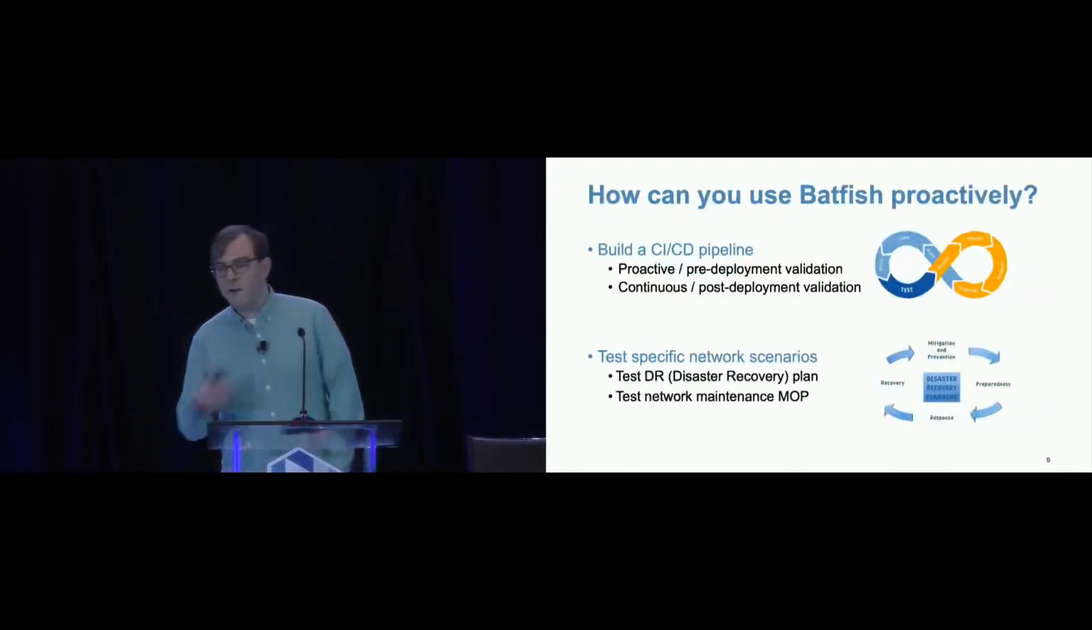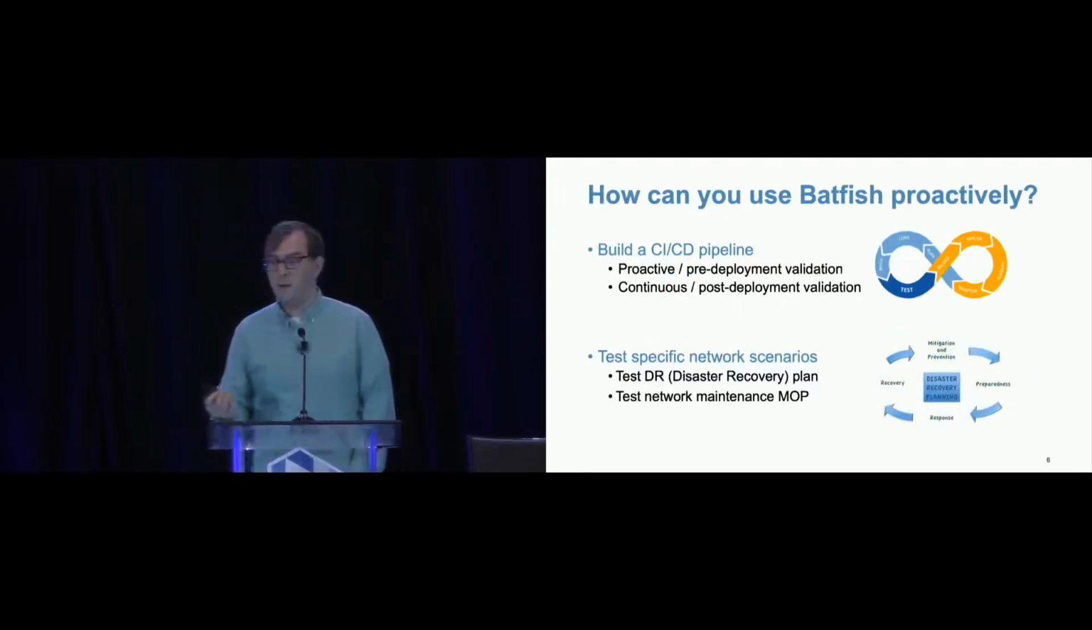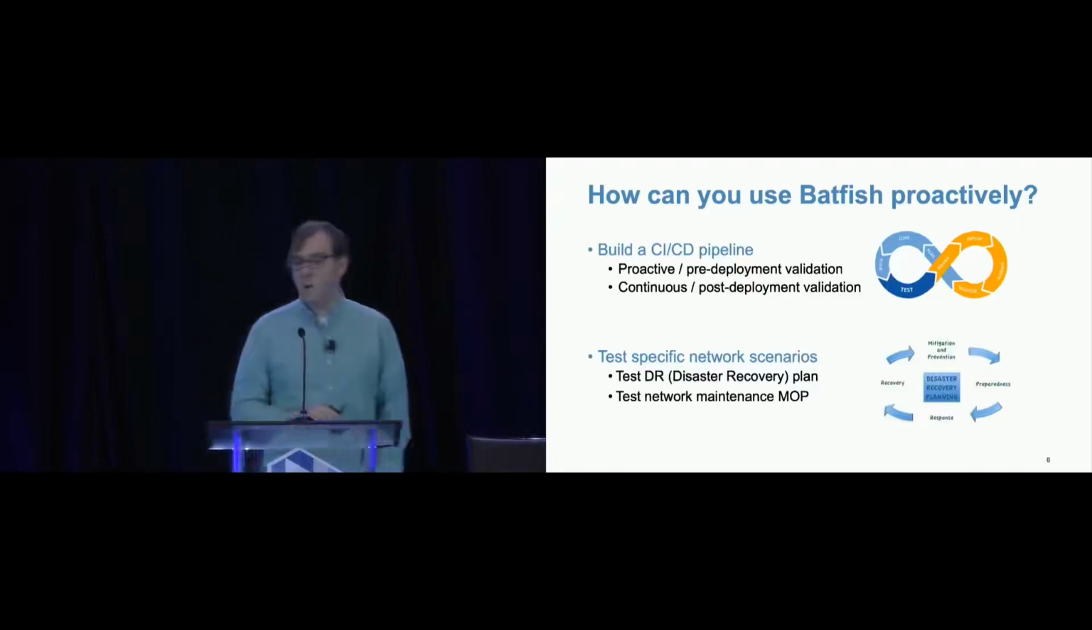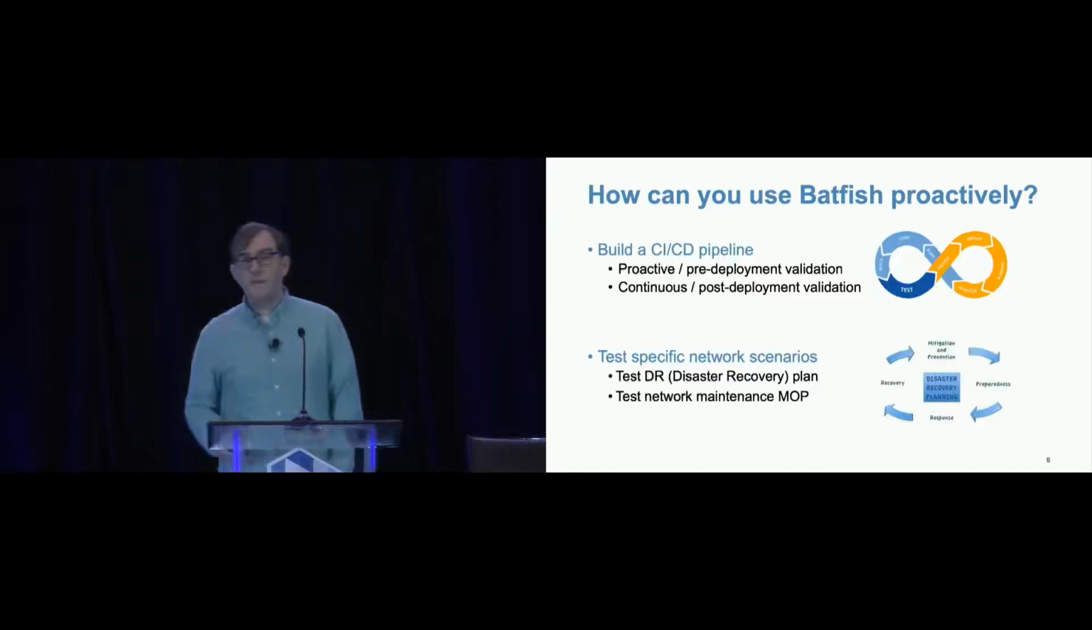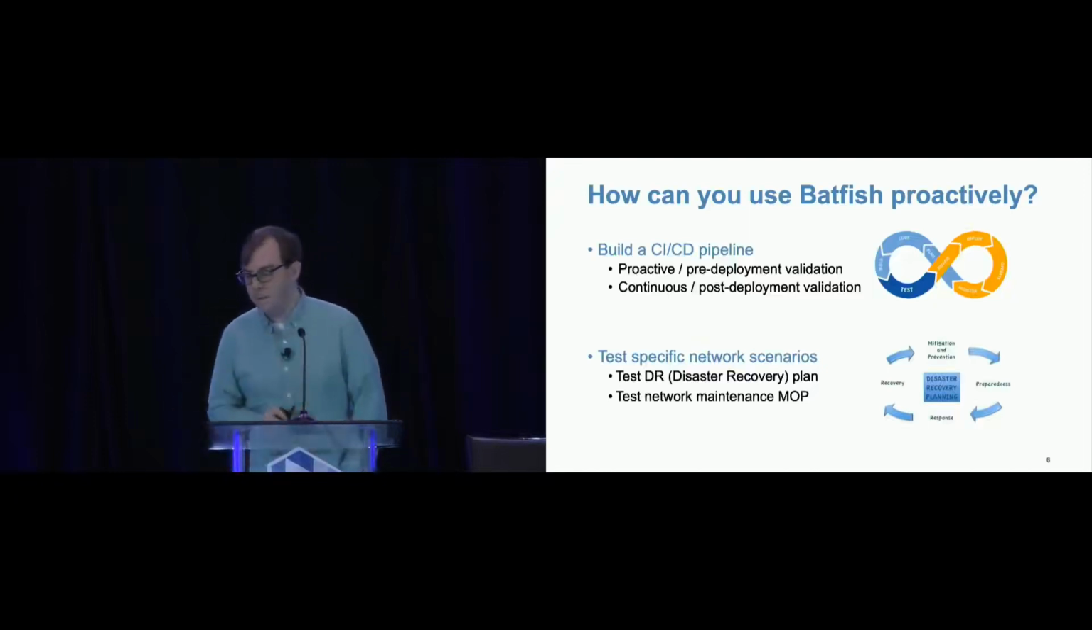So once you have these capabilities, and there are more I'm not going to get to talk about, how can you use Batfish to be proactive about your network? One thing you might do that we're really trying to encourage everyone to do is to build a CI/CD pipeline for your network. So you can do proactive analysis of your network by testing out changes you're going to make before you deploy them to your network.